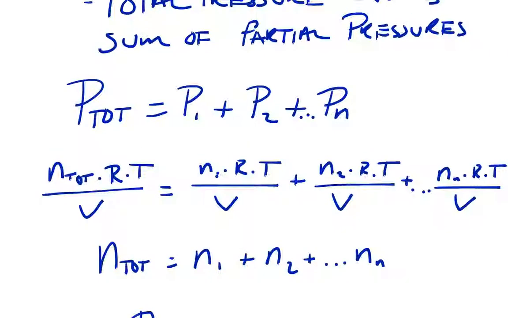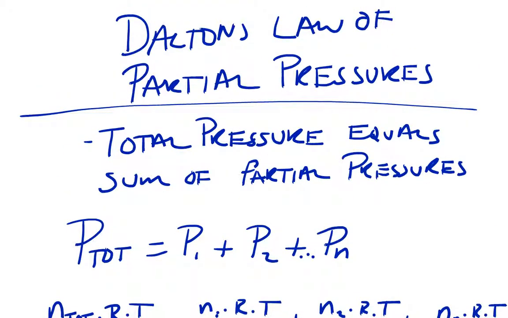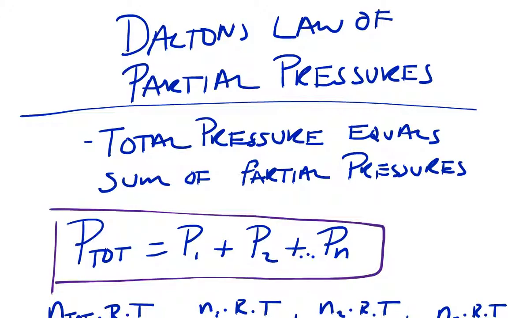Dalton's law of partial pressure relates to the fact that the total pressure of a gas mixture equals the sum of all the partial pressures of all those gases within the mixture. Here's our equation. The total pressure equals the partial pressure of gas 1 plus partial pressure of gas 2 plus partial pressure of the nth number of gases.